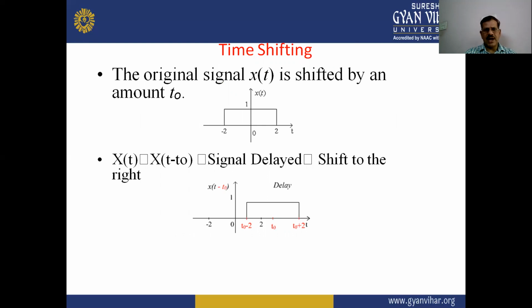So first is time shifting. The original signal x(t) is shifted by an amount t0 in this time shifting, and x(t) and x(t minus t0) are shown, the signal delayed and shifted to the right in the second diagram. The first diagram shows the x(t) signal and the second diagram shows x(t minus t0), that is, the shift to the right.